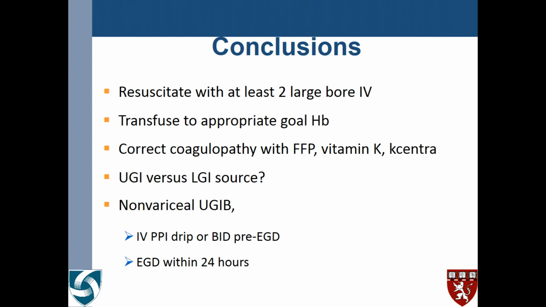So to conclude, in all GI bleeds, it is critical to resuscitate them adequately from the beginning, and they need at least 2 large bore IVs. Transfuse the patients to an appropriate goal hemoglobin, correct any coagulopathies with FFP, vitamin K, or Kcentra, and consider whether it's an upper GI versus a lower GI source. In somebody that you believe is having a non-variceal upper GI bleed, start them right away on an IV PPI drip or BID before the EGD gets performed, and EGD should ideally be performed within about 24 hours.